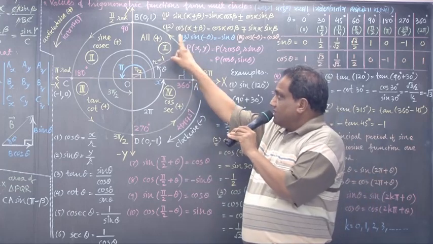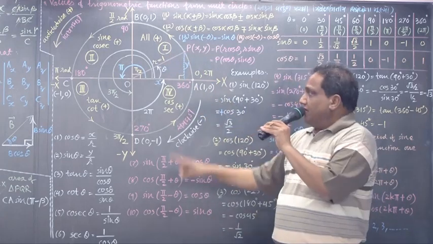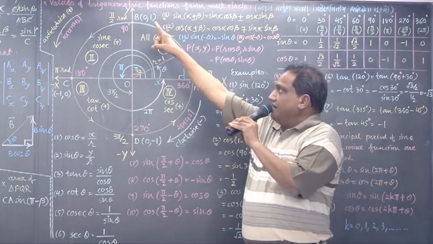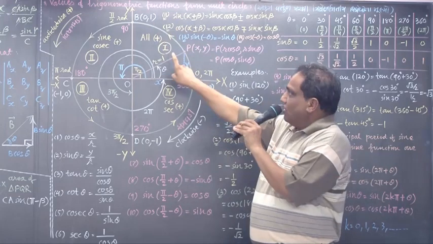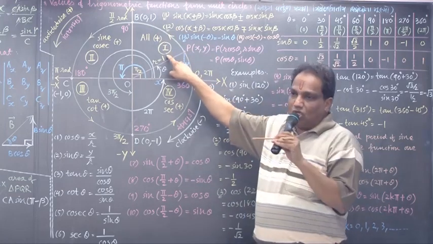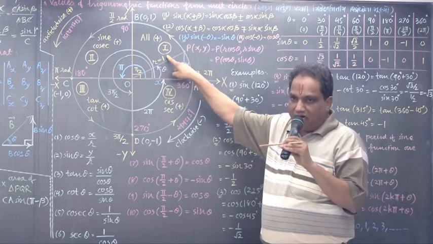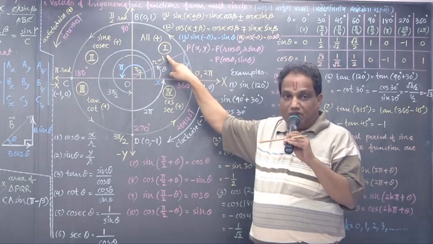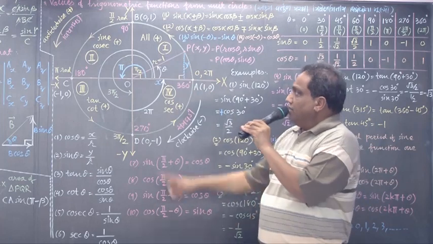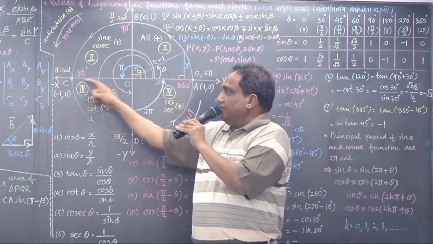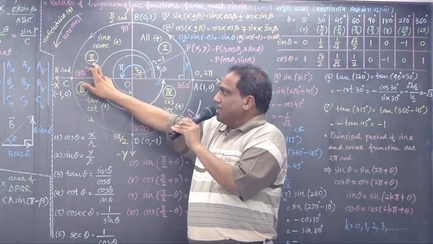Now this is the first part, between the positive x-axis and the positive y-axis. We call it the first quadrant. Okay. The part between the positive y-axis and the negative x-axis is called the second quadrant.